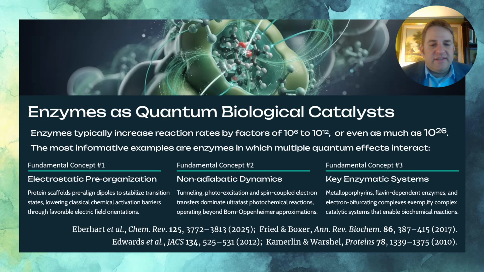So if we want to consider enzymes as quantum biological catalysts, first of all, enzymes can increase reaction rates by factors that are enormous, 10 to the 6 to 10 to the 12, or in extreme cases, even as much as 10 to the power of 26. That's a lot of zeros. So the most informative examples of the quantum effects are enzymes in which multiple quantum effects interact. So first of all, we have the underlying quantum physics of the electrostatic preorganization itself.